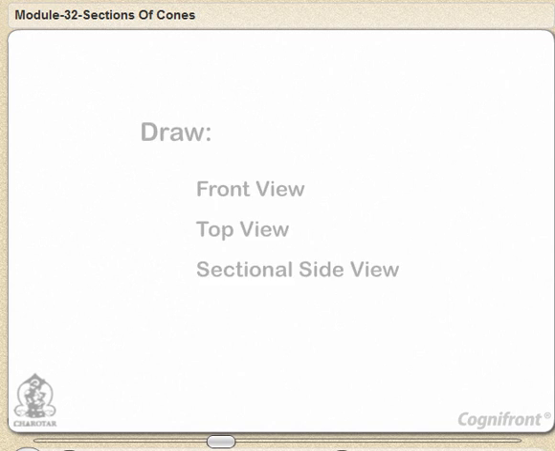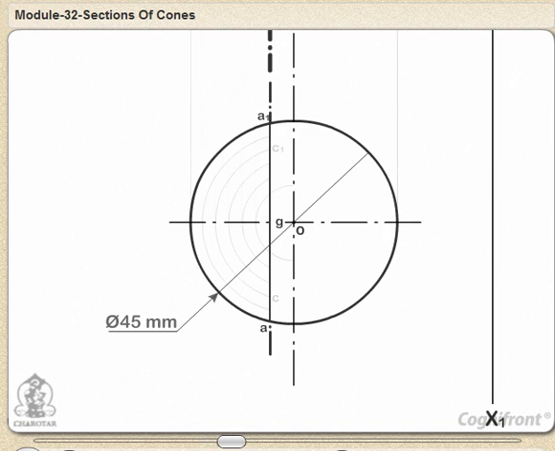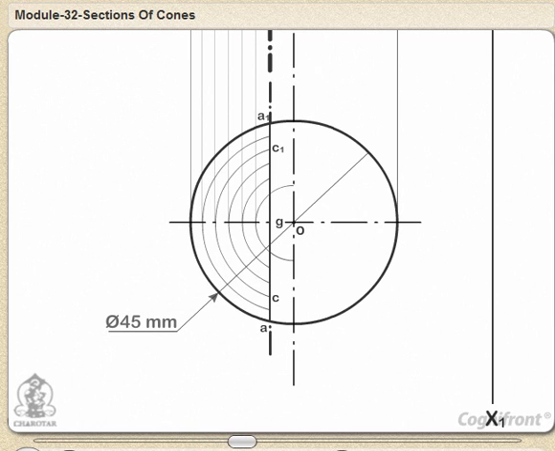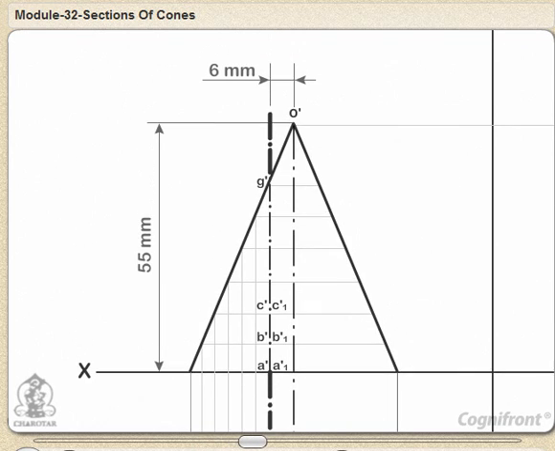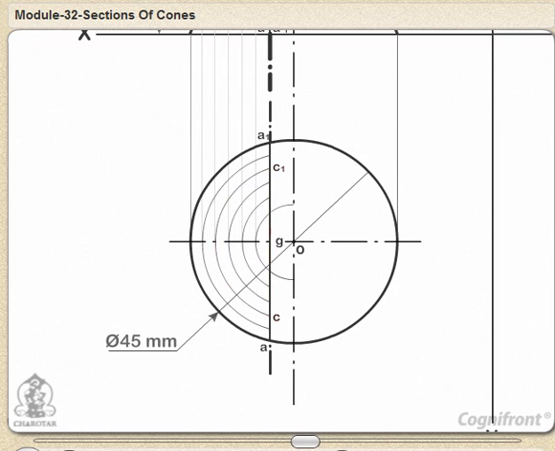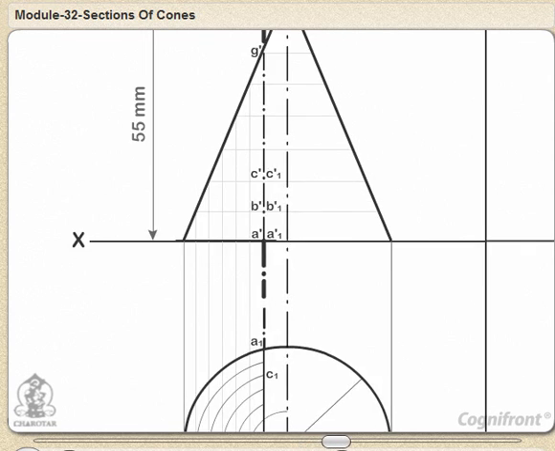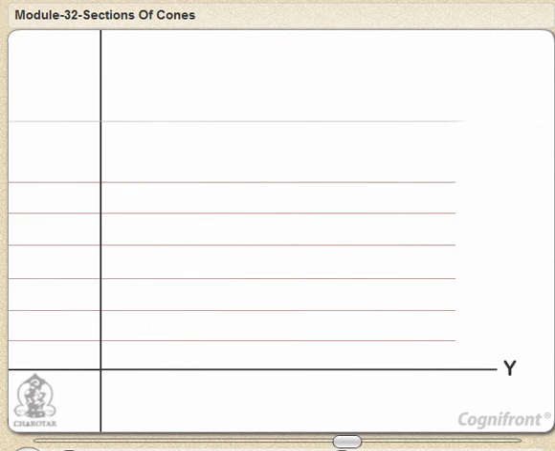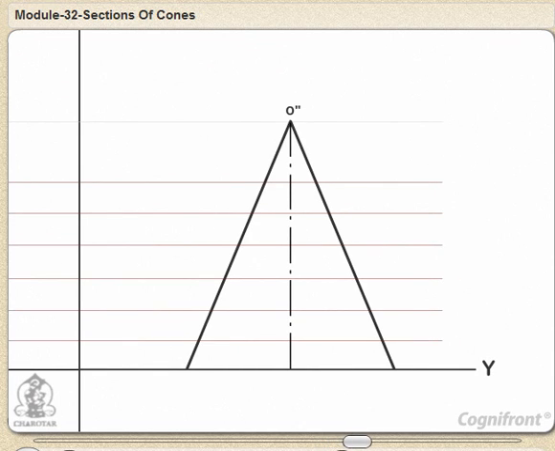The section will be seen as a line perpendicular to XY in both the front view and the top view. The side view will show the true shape of the section. The width of the section at any point, say C', will be equal to C1 obtained by the circle method. Draw the side view of the cone. Project the points on the section in the side view, taking the widths from the top view.